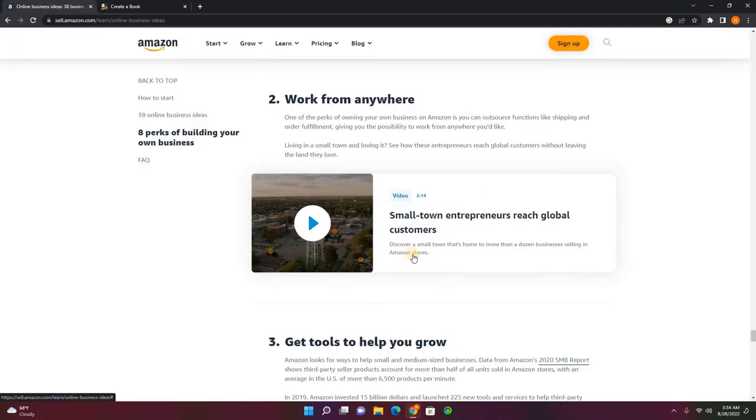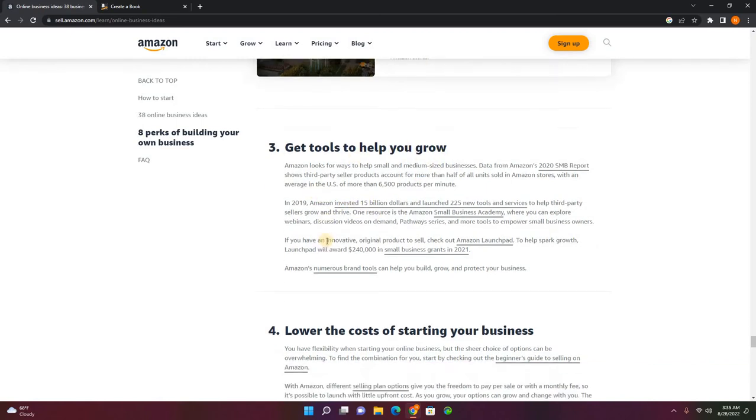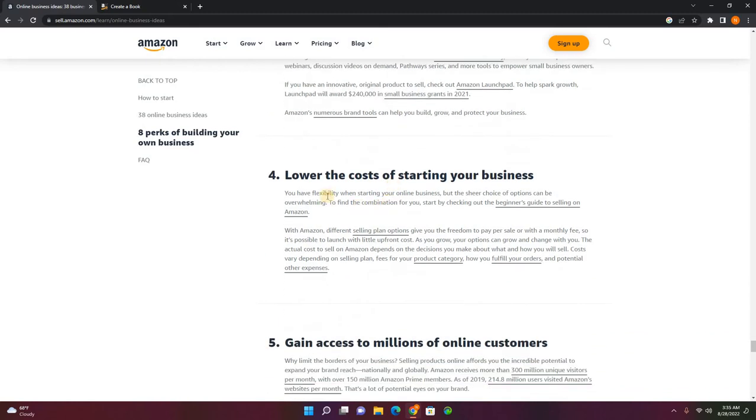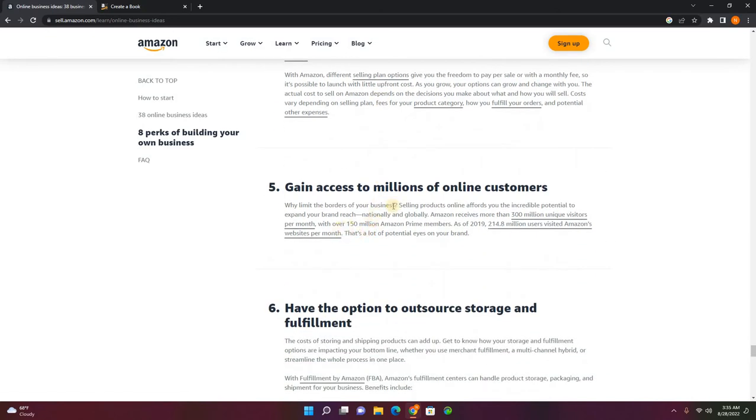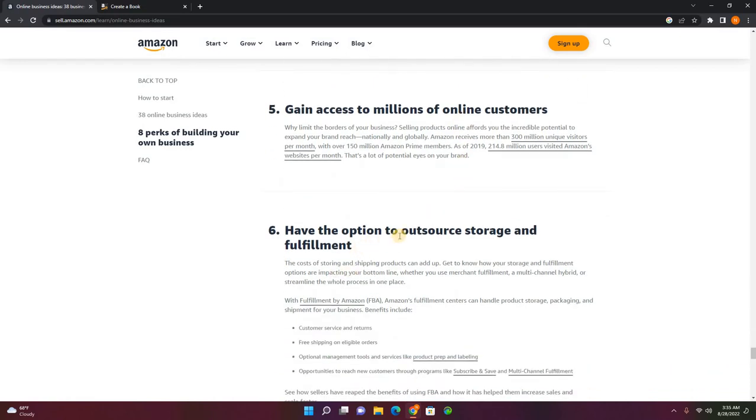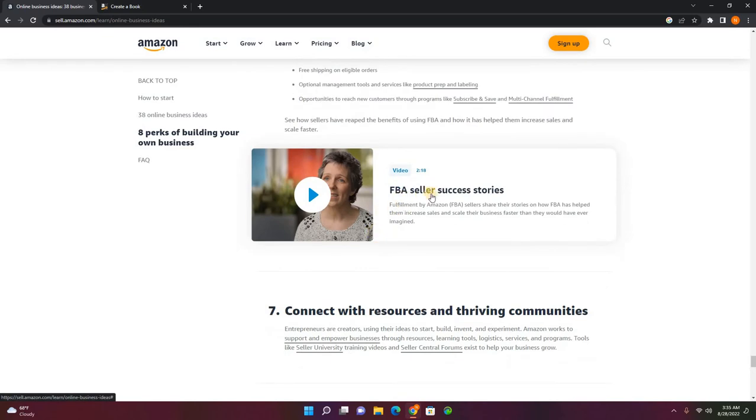Okay guys, so get tool to help you grow the business. If you want to get tool, you can search from here. Okay, if you want to search from Google, you can do from there. Lower the cost for starting your business. So here is the information about that. Millions of online customers have 2 options. So this kind of information here. Okay, FBA seller success story.